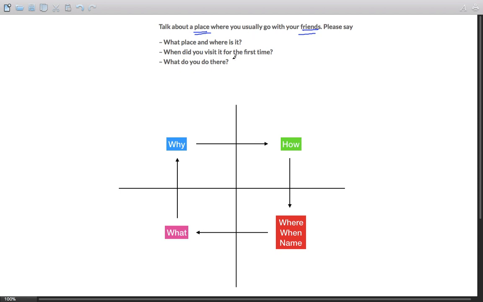So basically, this is the basic information that you have to give about the place, but you can give a bit more information by maintaining some sort of context, as I'll explain in a few moments. What do you do there? You have to not only answer what, but also, while maintaining the context, explain why you do this, as we'll discuss in a few moments.